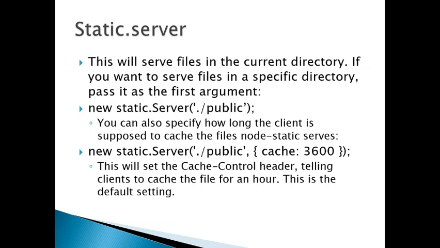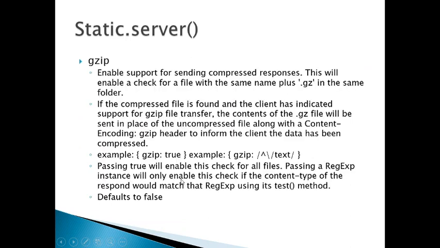This will serve files in the current directory. If you want to serve files in a specific directory, pass it in the first argument, like in this case, we have passed /public. You can also specify how long the client is supposed to cache the files. So cache is the time. You can specify the time of caching. This will set the cache control header telling the client to cache for 1 hour. This is a default setting.